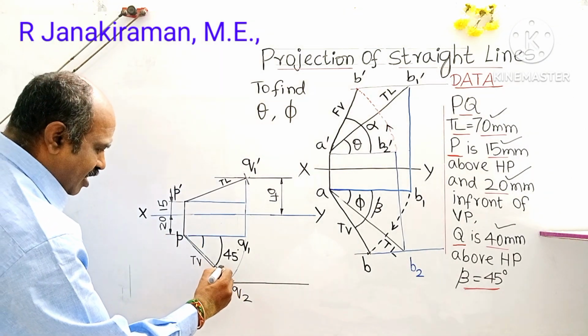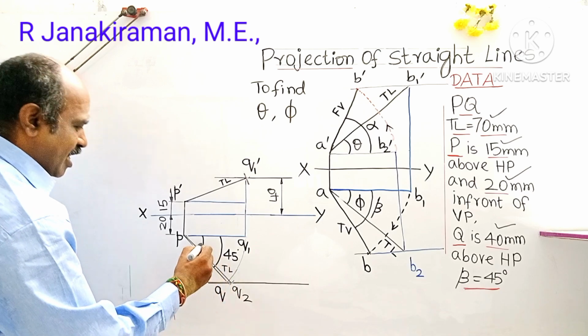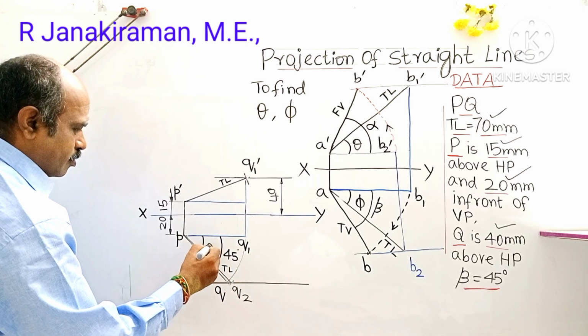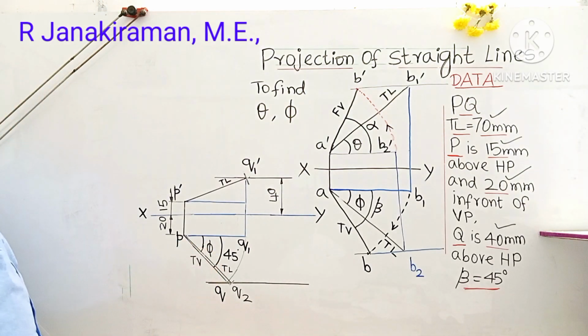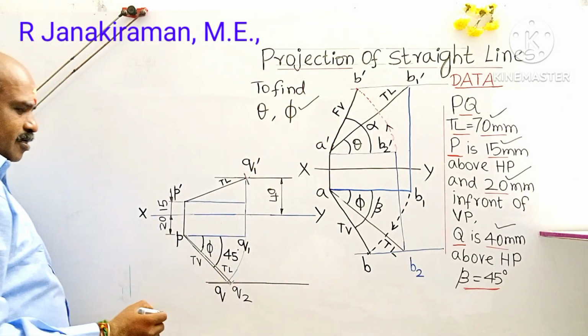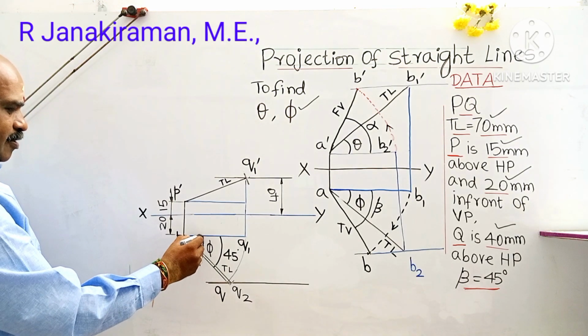PQ2 is the true length of the line TL. Its angle with the horizontal is phi, that is the notation, and later we measure this phi angle. It is asked in the question: true inclination with VP. This angle is phi.